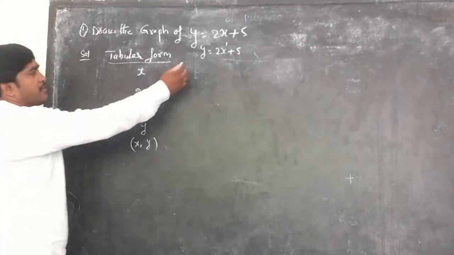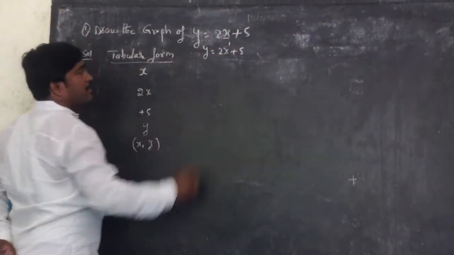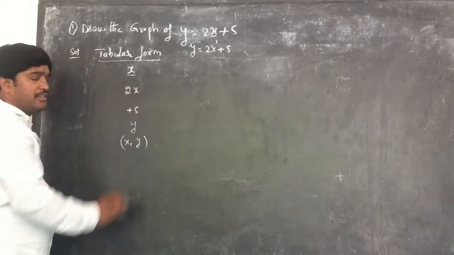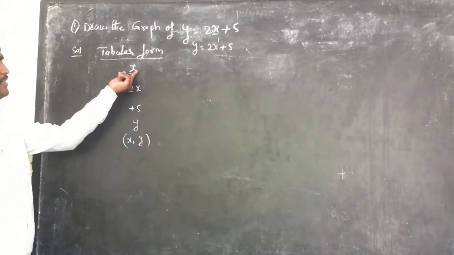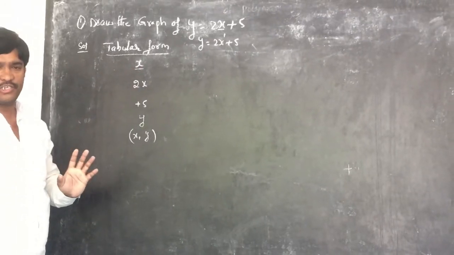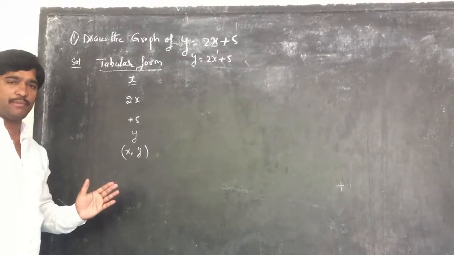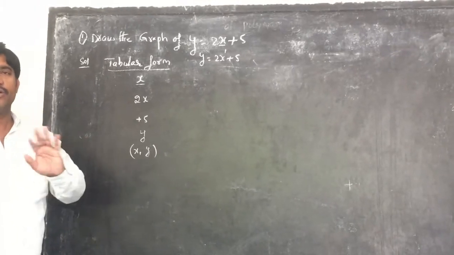Now in general, first we should observe that the linear polynomial has only the variable x. So first I will consider the general values. Here these x values are not fixed at all. You can take whatever you want. But in general, we take some negative values as well as some positive values.